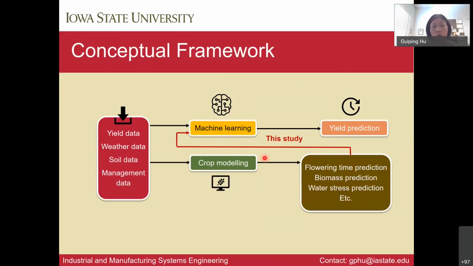For crop modeling, you'll use this type of data to calibrate the model and you'll generate different types of output of interest. For this specific study, we are using crop modeling to generate some intermediary traits. Those traits will be used as input features for the machine learning. There are two reasons for that. First, when you generate this, you are including additional information in the growth stages. And second, you are trying to improve the transparency of the model by incorporating additional information that is not typically included in the machine learning model.